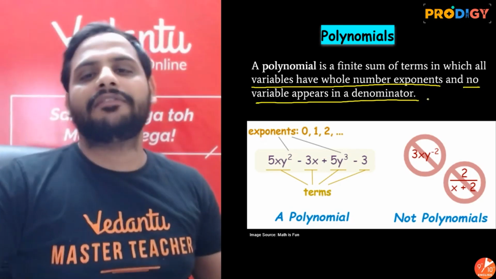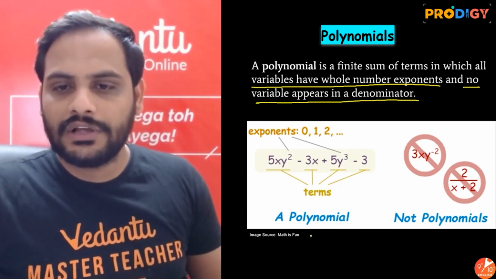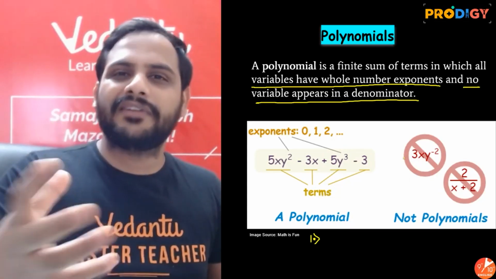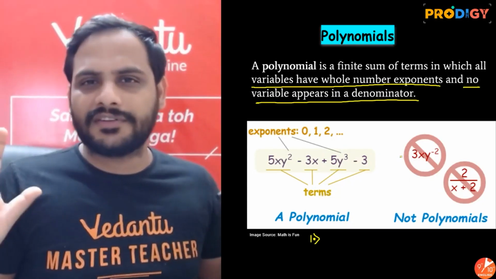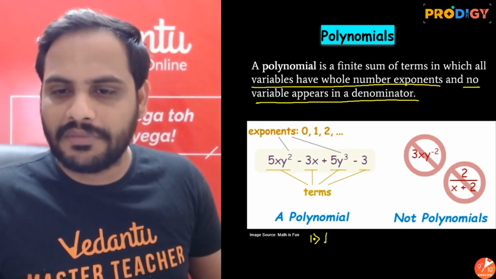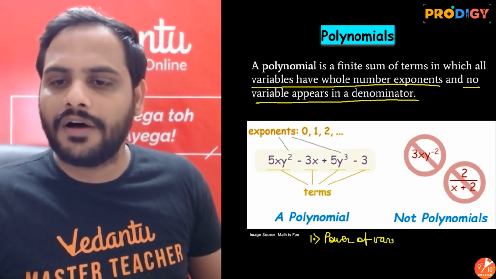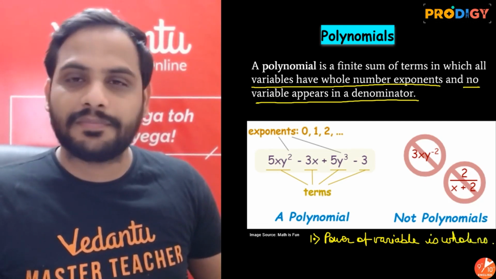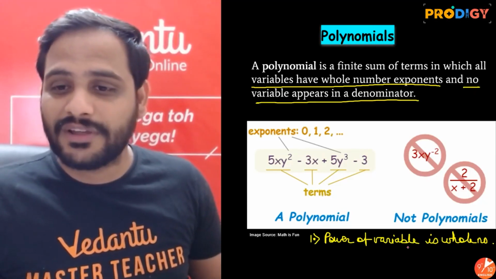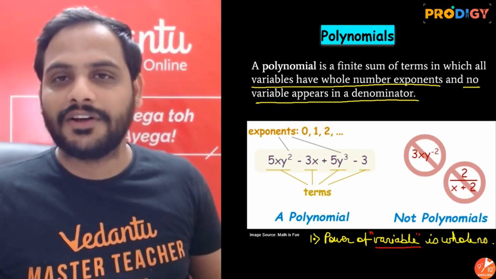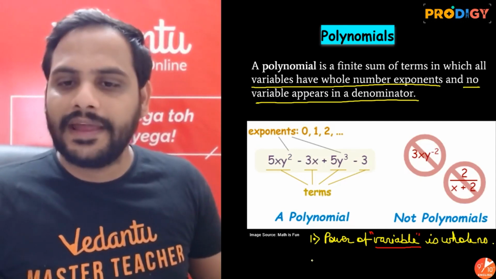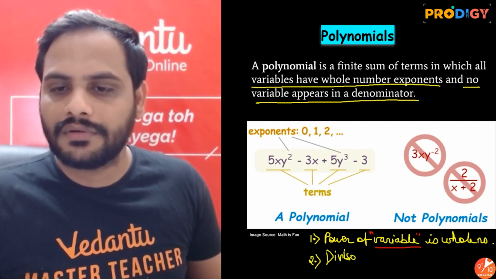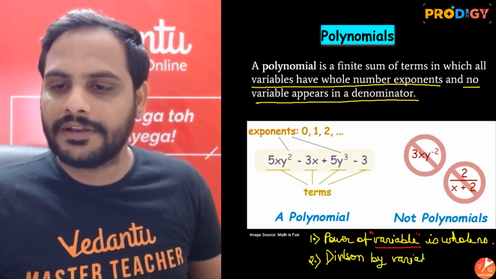That means division by variable is not allowed. So only these two things, beta, you need to take care of. See, when the variable is in the denominator, we can say its power is negative. In a way, its power is negative because it is in the denominator. So two important conditions, beta, you need to remember. The power of the variable is a whole number. This is the first condition. And please make sure you understand this, I'm talking about the power of the variable. And the second thing, beta, is division by variable is not allowed.